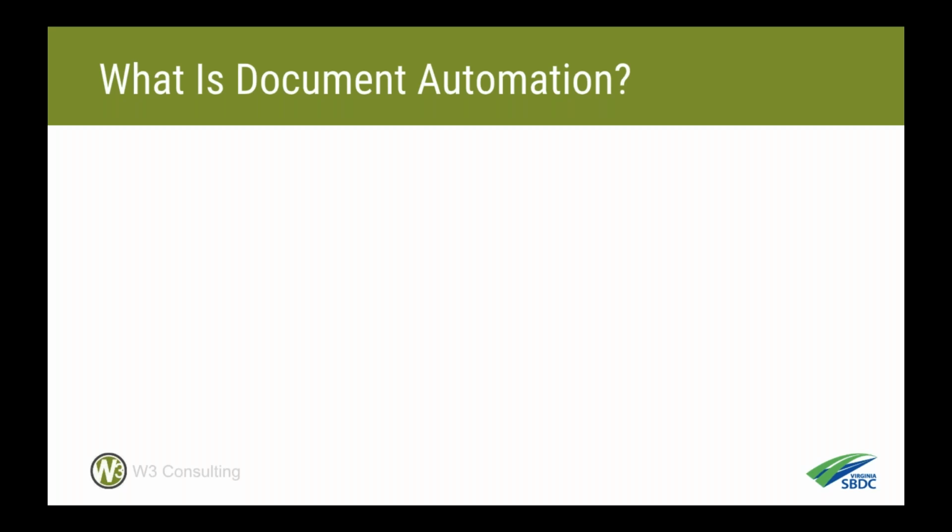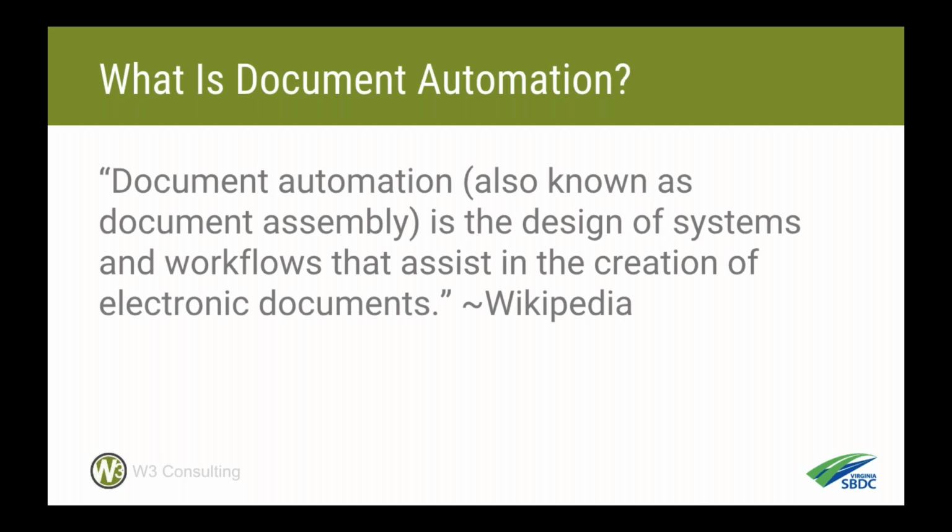I know that a lot of people sometimes hear the term and kind of glaze over when I say, "Oh, are you doing document automation?" They just kind of think of your documents being created without you having to do anything. And that's not quite how it works. But Wikipedia gives a really good definition. I infrequently use Wikipedia's definitions, but in this case, it makes a lot of sense. They say it's the design of systems and workflows that assist in the creation of electronic documents. All that I would modify in this definition is that the creation of electronic documents doesn't necessarily mean that's its ultimate output. We'll talk about that in a little bit as well.